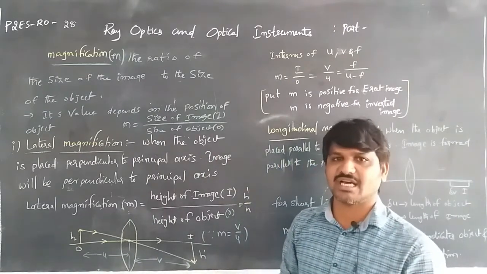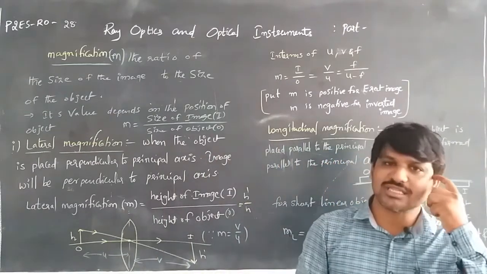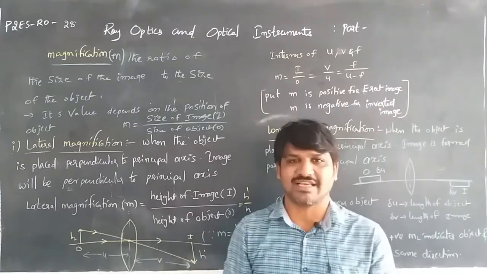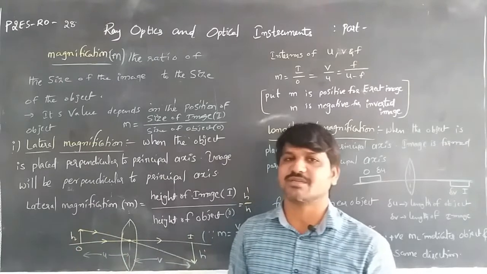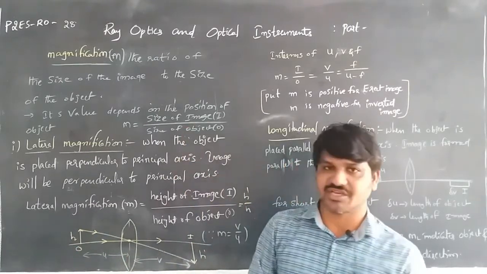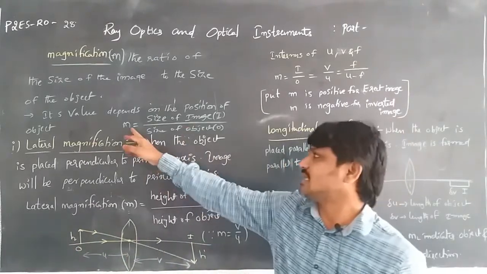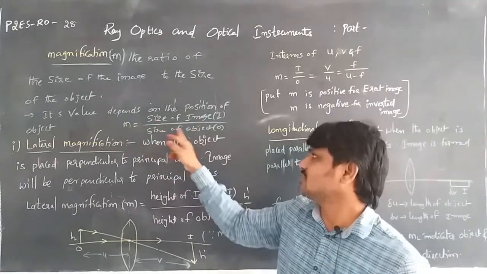magnification, denoted by m. Its value depends on the position of the object placed in front of the lens. So m is equal to the size of the image by the size of the object.